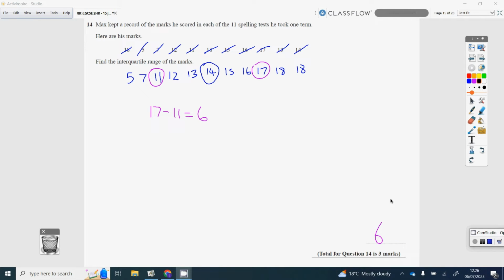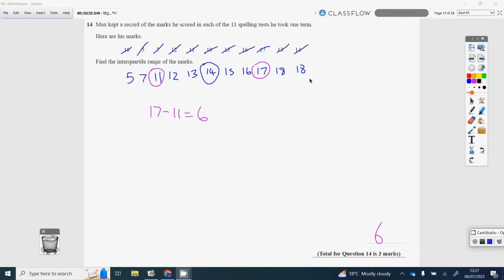Question 14. Now, to work out the interquartile range, first of all, we're going to have to put these in order, smallest to biggest. Now, really take your time here. It's ever so easy to miss one out. So I've just carefully gone along, crossing them out as I went, giving me this row of numbers here.